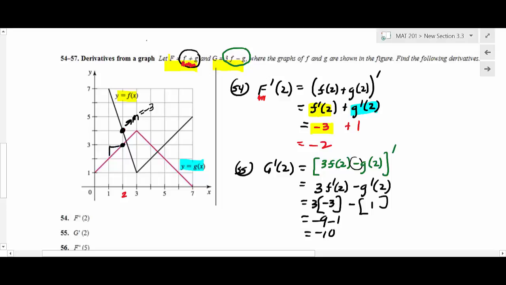Okay, all right, let me run through one more here. So we're going to look at capital F prime of 5. Okay, so if I look at this, F is F plus G.